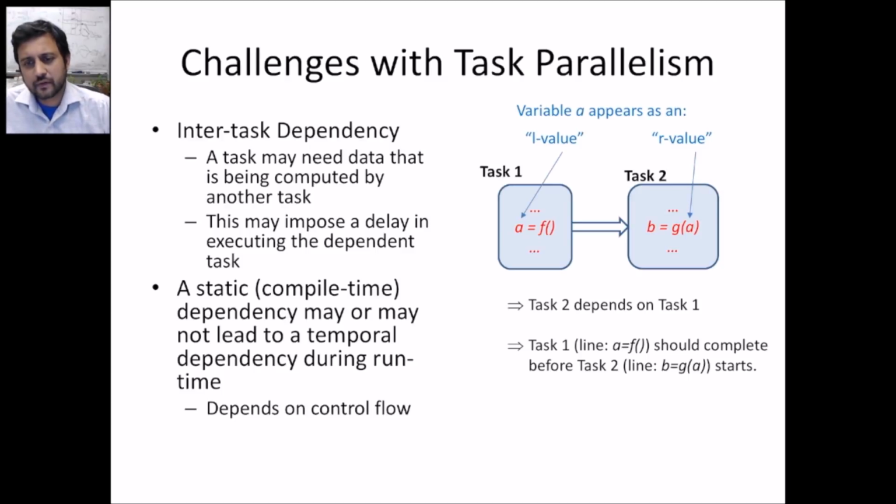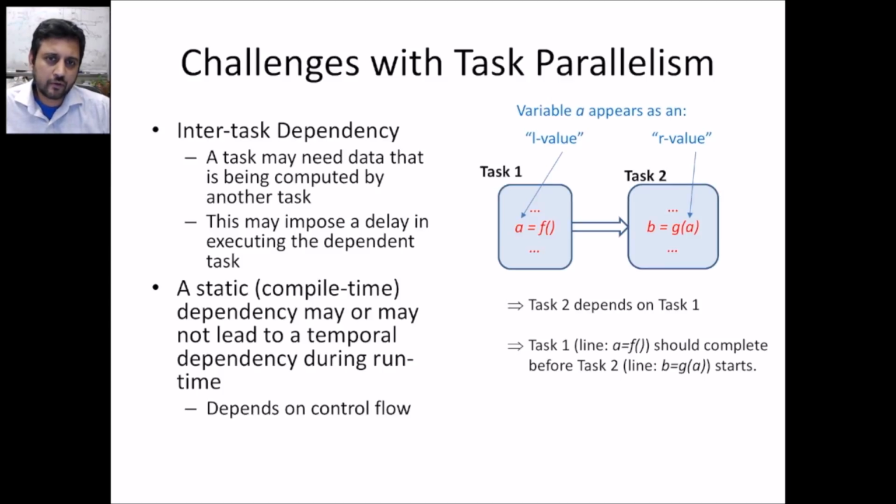Note that this kind of dependency may or may not really show up when you actually execute the program, because it's very much possible that this assignment into A that's happening in task 1 is sitting inside an if statement or a control statement. And if that condition is not even satisfied, then this line of code may not execute at all, which means that this value of A is not really going to be needed by task 2. But there's no way to really predict this.